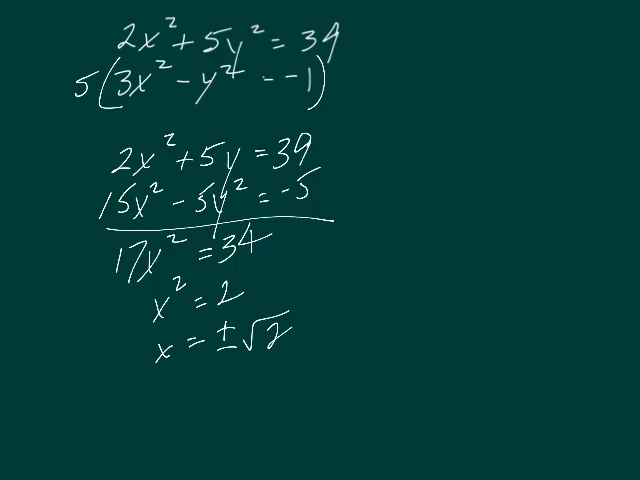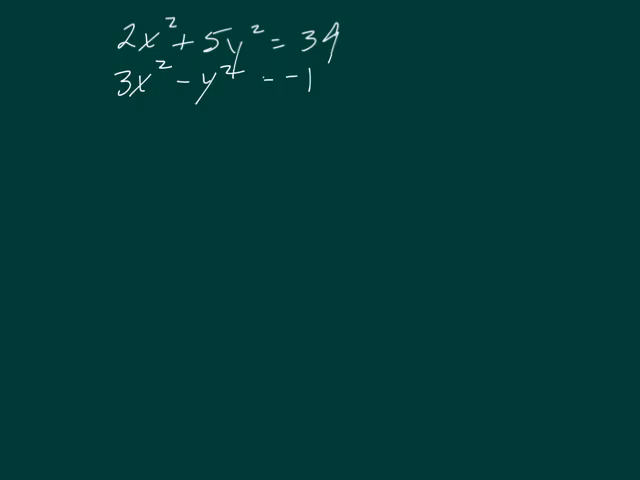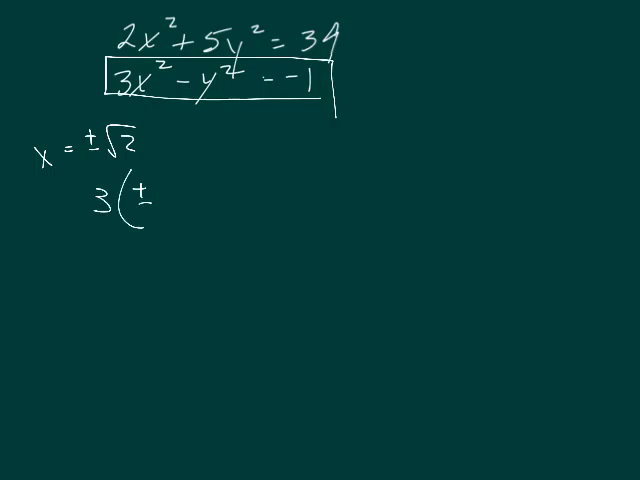So I'm going to get rid of some stuff up here so I have more room. Always looking for room. Alright, so there's my original problem. We just found out that x equals plus or minus the square root of 2. Now I'm going to do some substitution. I'm going to take this bottom equation here, and substitute the square root of 2 wherever I see an x value. So I've got 3 times plus or minus the square root of 2 quantity squared minus y squared equals negative 1.